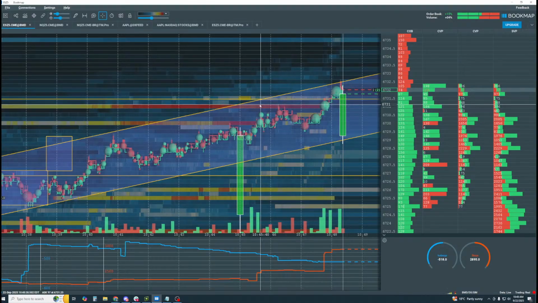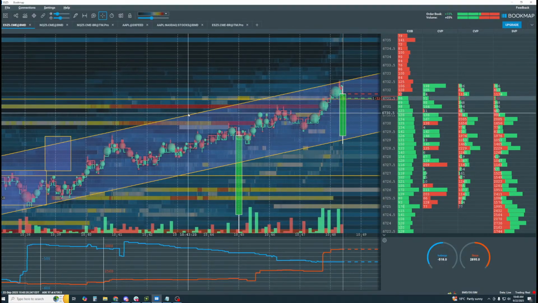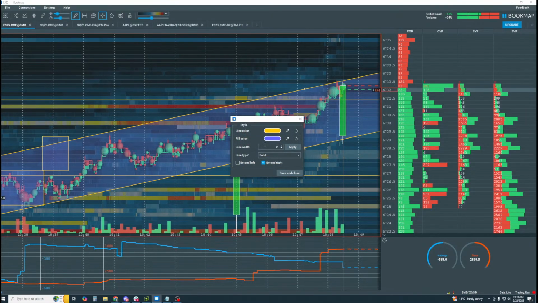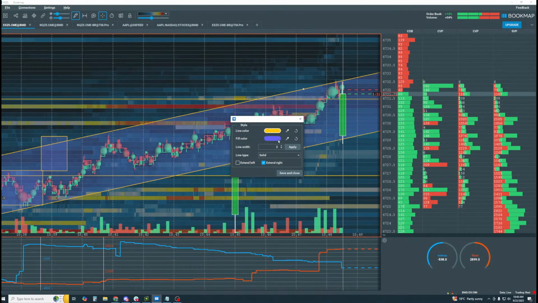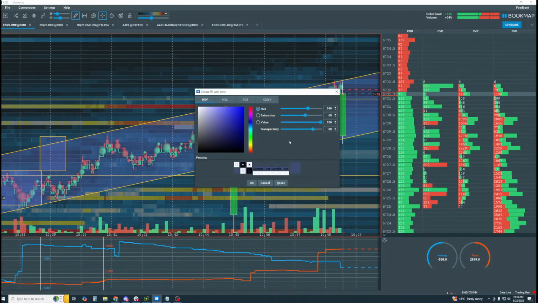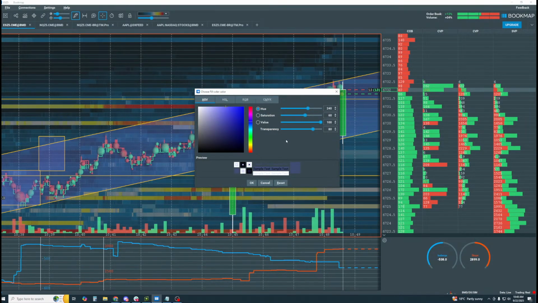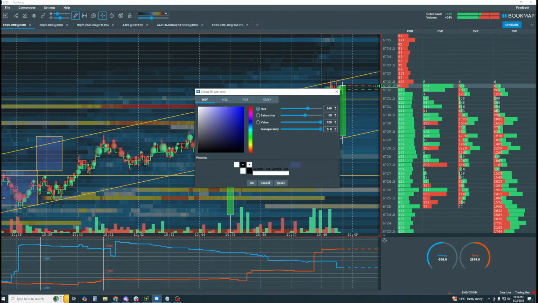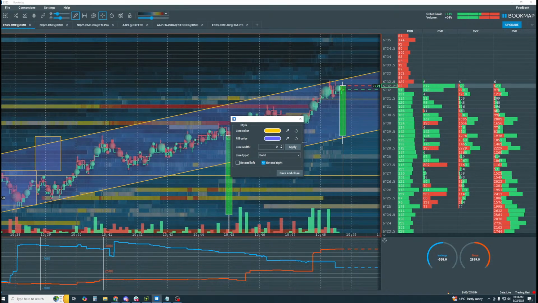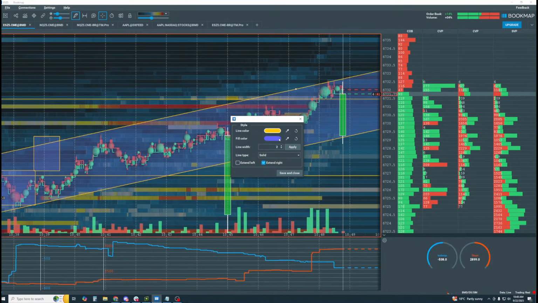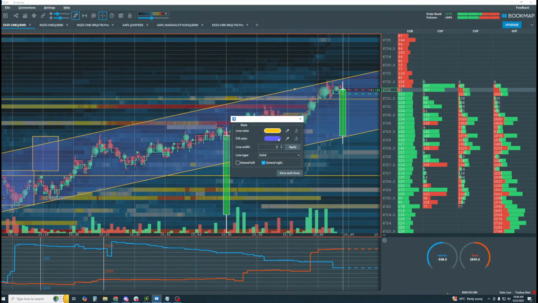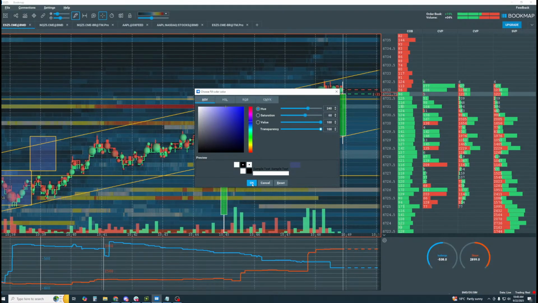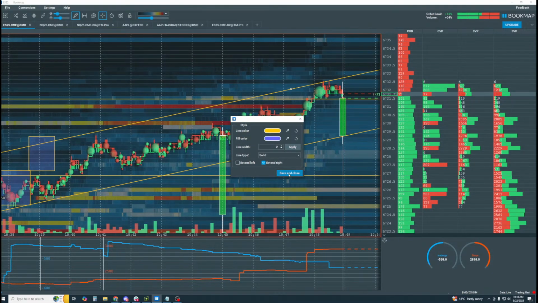I'm going to get rid of the channel tool here. Or at least this is what I'll do. I'll edit it. And no shading. The shading right now is just kind of... let's try that again. All right.